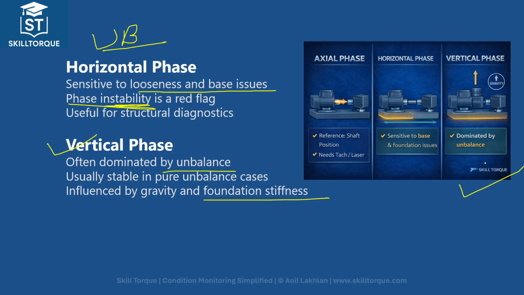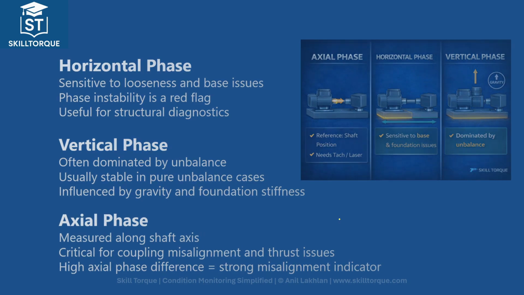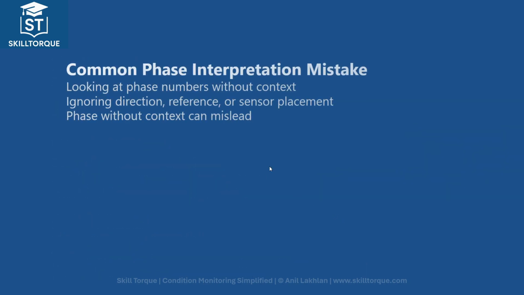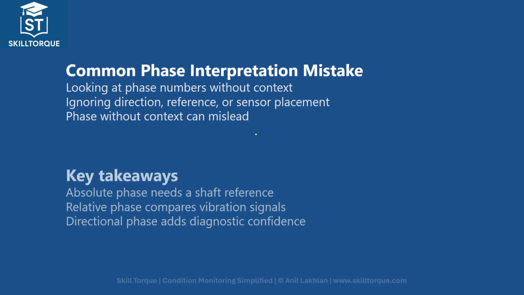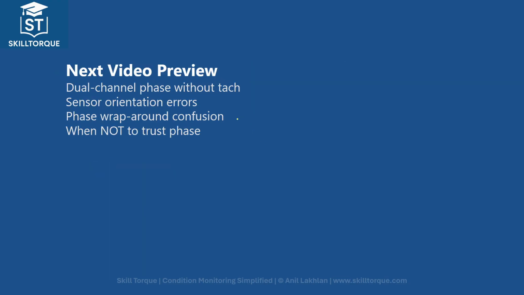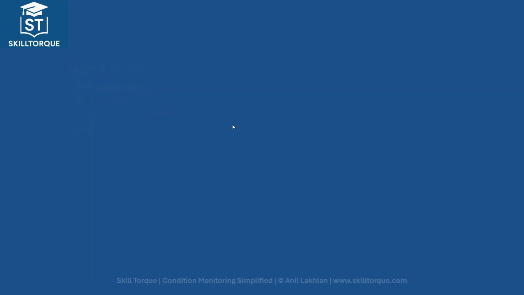So vertical phase tends to be stable in the pure unbalanced cases, right? So phase must always be interpreted together with the measurement of the direction. This is a very important thing. Now we will be discussing the most common mistake that we analysts normally make, especially in the directional phase, and that is especially on the axial side. Okay, so what mistake can we make? We will be discussing that.